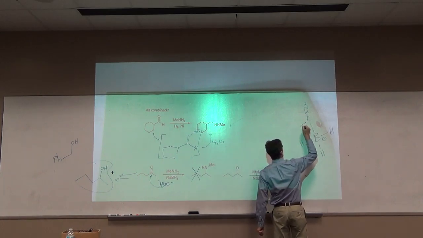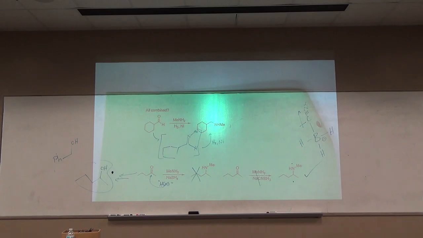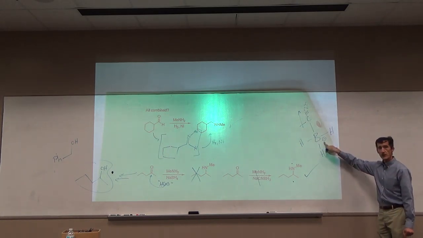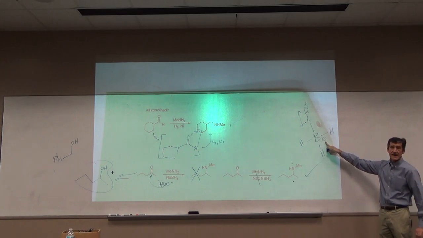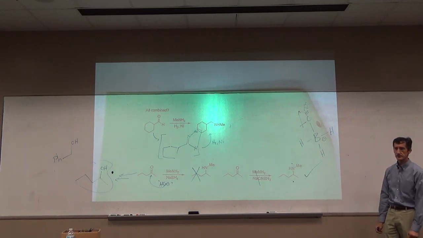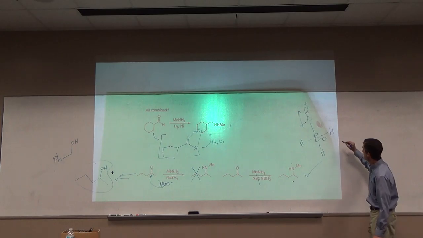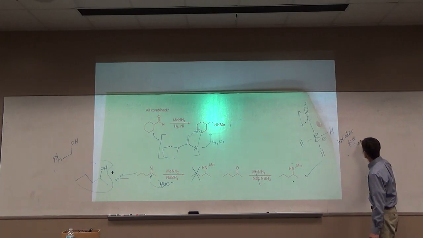Well, the cyano group is electron withdrawing because of the nitrogen there. That's going to help stabilize the boron anion. And the anion is not as mad, being minus. Since it's not as mad being minus, it's not as eager to shoot out these H minuses. Okay? So it's a weaker hydride source.